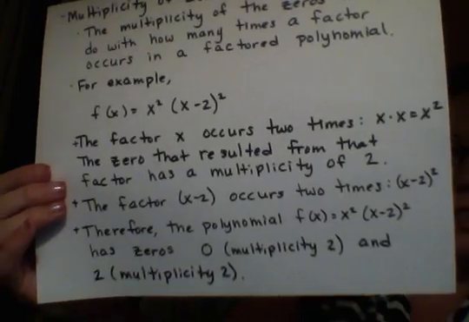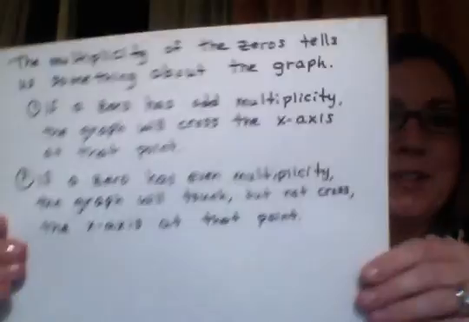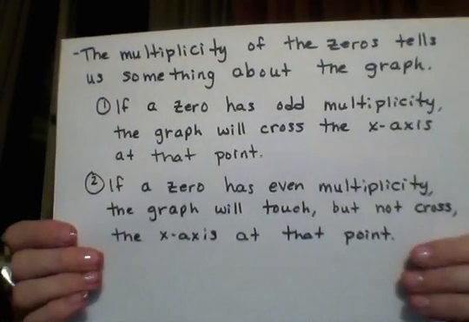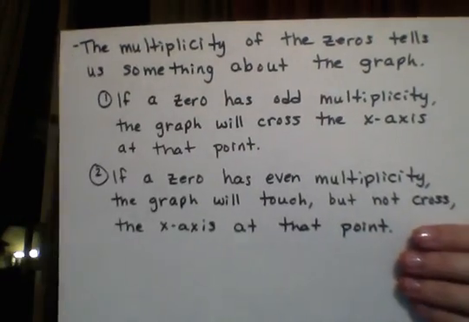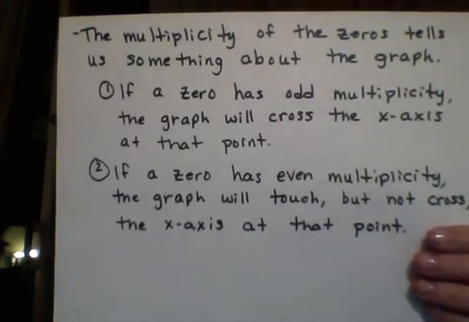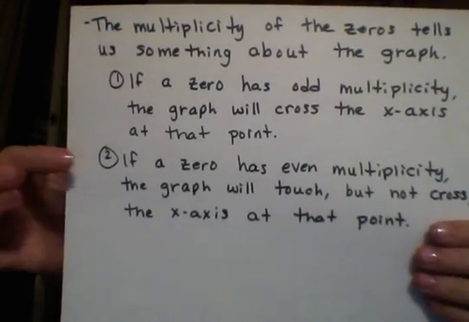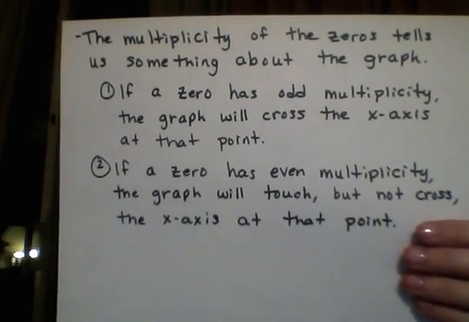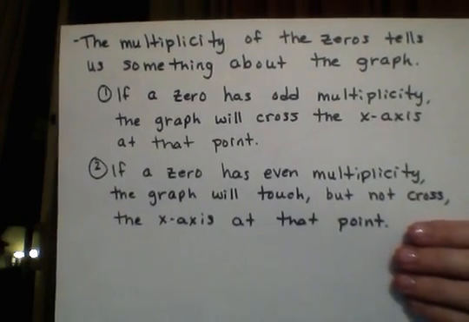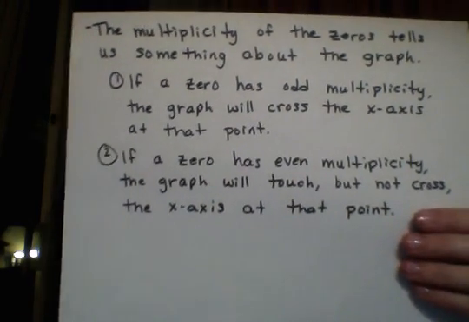Now, why is the multiplicity important? Well, remember that we're thinking about the graphs of polynomial functions at this point, and the multiplicity of the zeros has something to do with the graph. Here it is. The multiplicity tells us something about graphs. Number 1: if a zero has odd multiplicity, the graph will cross the x-axis at that point. But if the zero has even multiplicity, like the ones we just talked about, then the graph will touch but not cross the x-axis at that point.